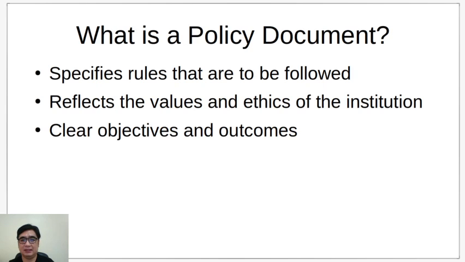So what is a policy document? A policy document contains specific rules that are to be followed. It also reflects the values and ethics of the institution, and it has clear objectives and outcomes. So if you notice earlier, the manual is more of a recipe book. It is more procedure driven, more instructional, while in the policy you have a reflection of values and ethics as well as objectives and outcomes.